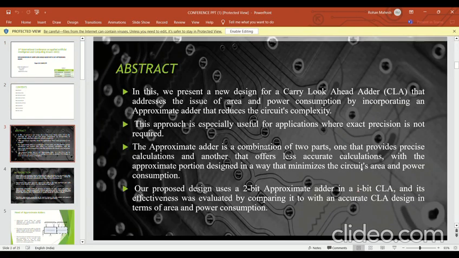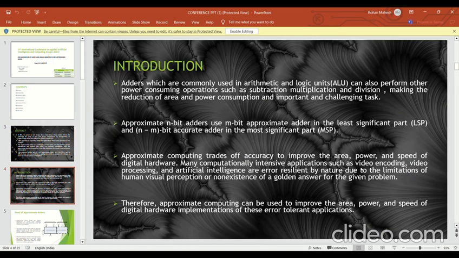So going down here, adders which are commonly used in arithmetic and logic units can also perform other power consuming operations such as subtraction, multiplication, and division, making the reduction of area and power consumption an important and challenging task. So approximate n-bit adders, as we can see, use an m-bit approximate adder in the least significant part and an n minus m-bit accurate adder in the most significant part. So it consists of an LSP and an MSP.